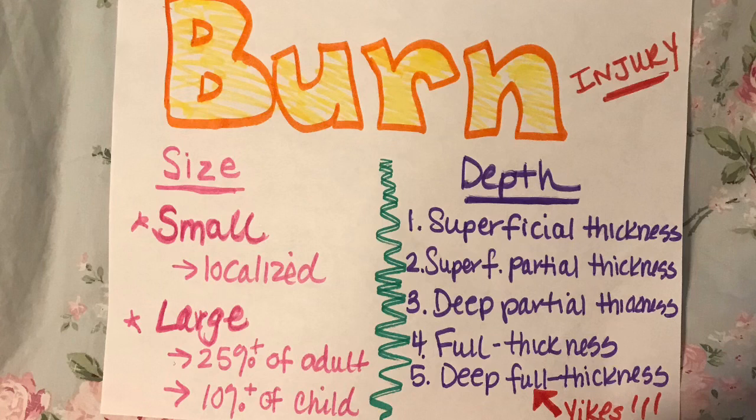If it's large or extensive, that would be any burn that is covering more than 25% of an adult's total body surface area, or 10% or more of the total body surface area for a child. And you'll be able to determine the percentage of the body that the burn covers by using the rule of the nines for estimating total body percentage, which I'll show you in just a minute.